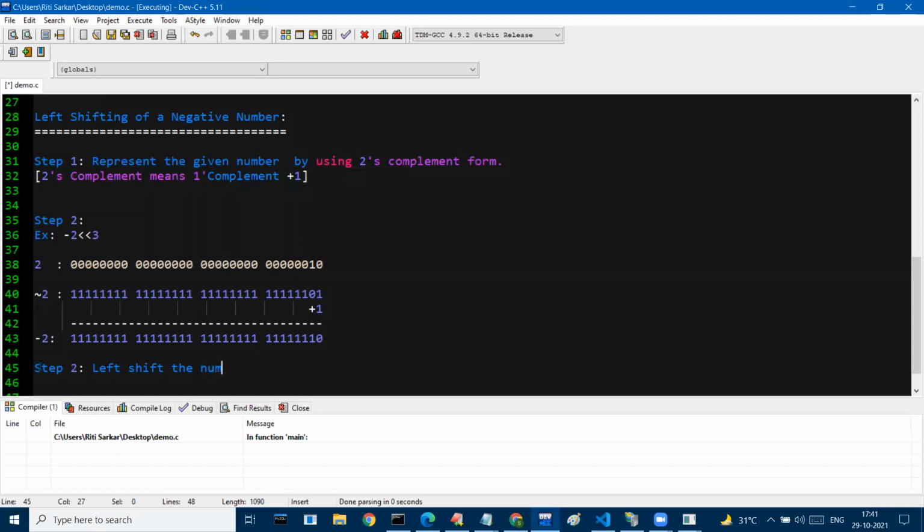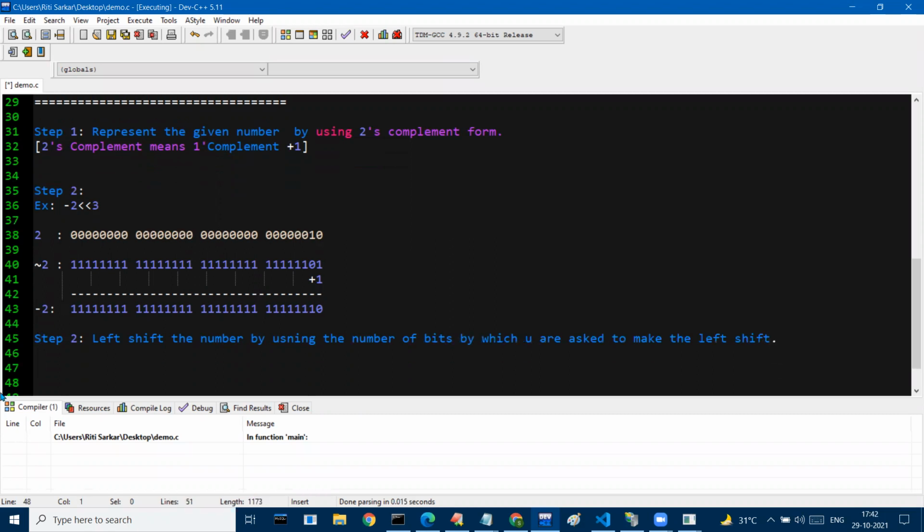Left shift the number using the number of bits by which you are asked to make the left shift. You are asked to make the left shift by 3. So now I have to left shift the number by 3 bits. That means this bit will be left shifted, this bit will be left shifted, and this bit will be left shifted.